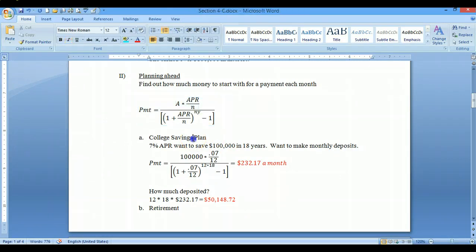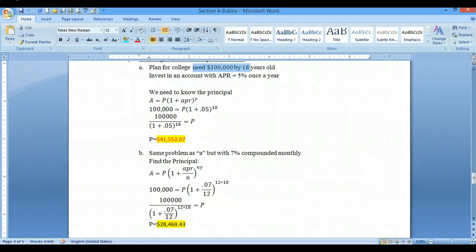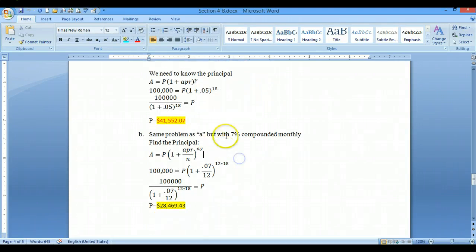Okay, remember in section 4B how we had the college savings plan, and let me refresh your memory. Here's our college savings plan. We needed $100,000 in 18 years, and it was compounded in this case once a year at 5%, and we did a better option of finding 7% compounded monthly.